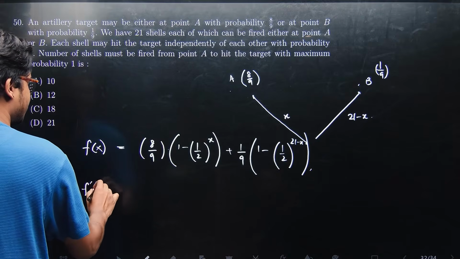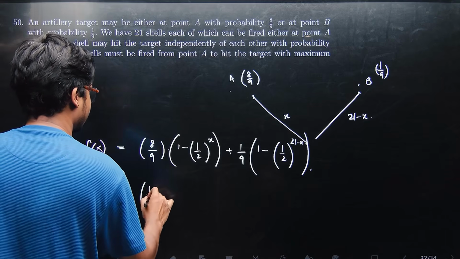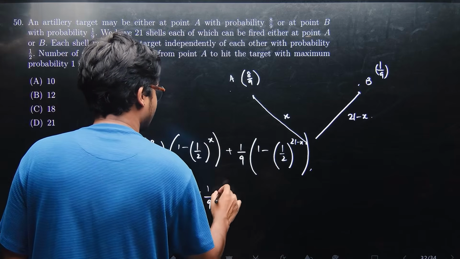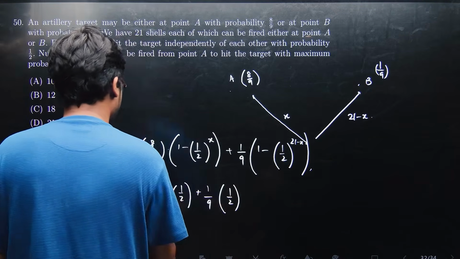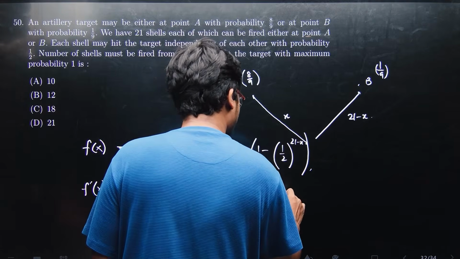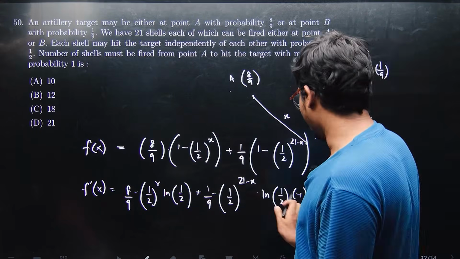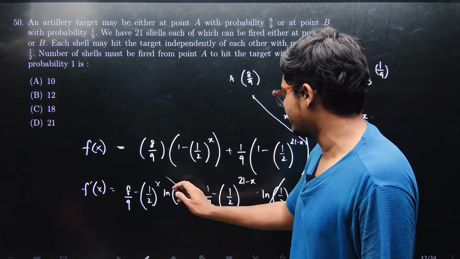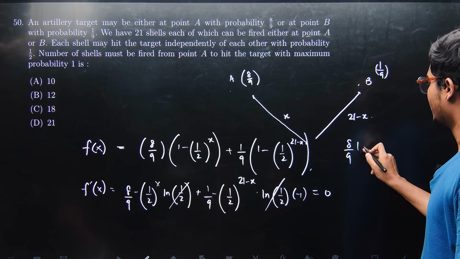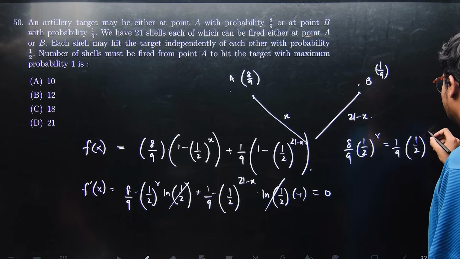So if I look at f prime of x, it will turn out to be 8 by 9 half to the power x ln half plus 1 by 9 half to the power 21 minus x, sorry, there will be a minus as well. So minus of this, 21 minus x times ln half times a minus 1 because of this 21 minus x, right? You want this quantity to be 0. So minus minus becomes plus, this ln half will cancel out from both sides. So ultimately what you want is 8 by 9 half to the power x to be equal to 1 by 9 half to the power 21 minus x.